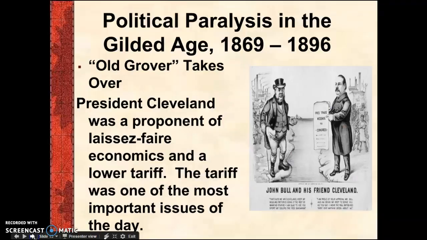Next slide. Next section is entitled Old Grover Takes Over. President Cleveland, who was elected, was a proponent of laissez-faire economics and a lower tariff. The tariff was one of the most important issues of the day. By the way, a tariff is a tax on imports. And generally speaking, during this period, the Republicans supported a higher tariff, and the Democrats supported a lower tariff. Here you've got a political cartoon of Cleveland, and he's holding something that says free trade. John Bull symbolizes Britain and their conflict about trade.